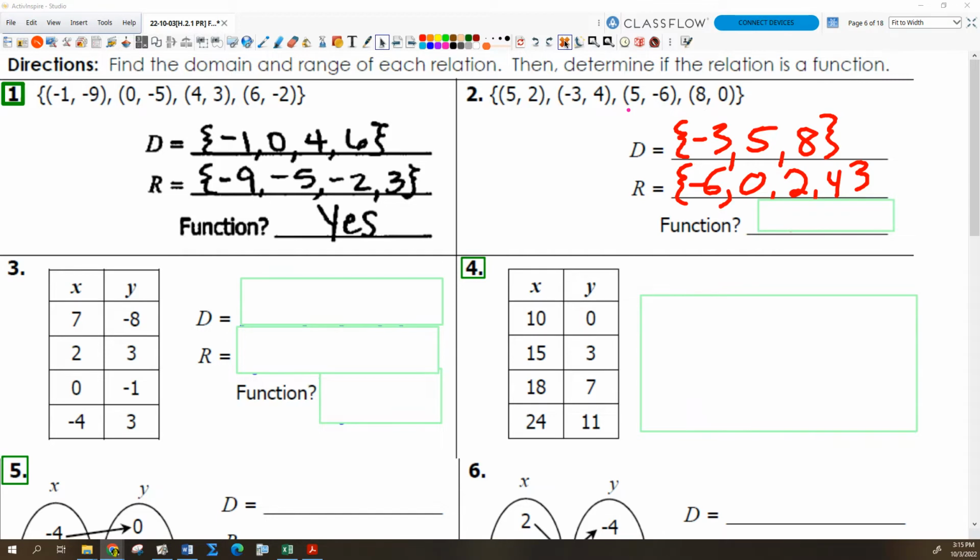Is this a function? No, it's not, is it? It's not, because what's the problem? Yeah, the input value of 5 pairs with 2 output values. Single input, 2 outputs, so not a function. Okay, and again, here's why. Because that and that, right?